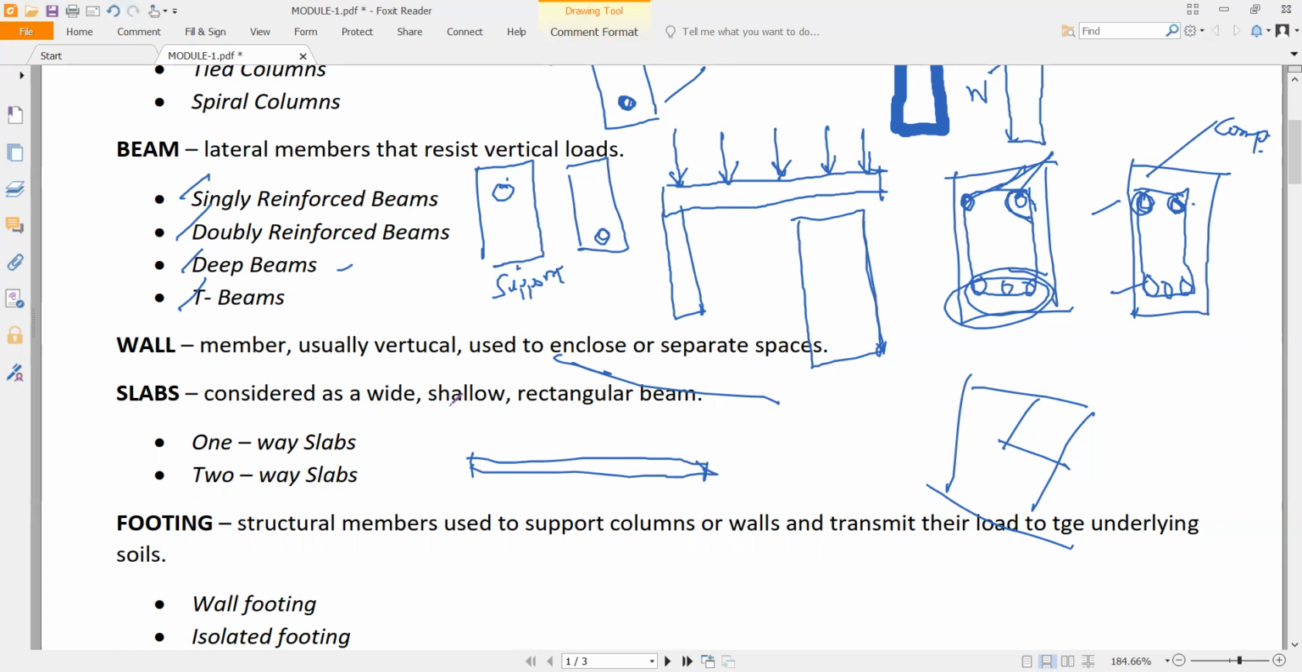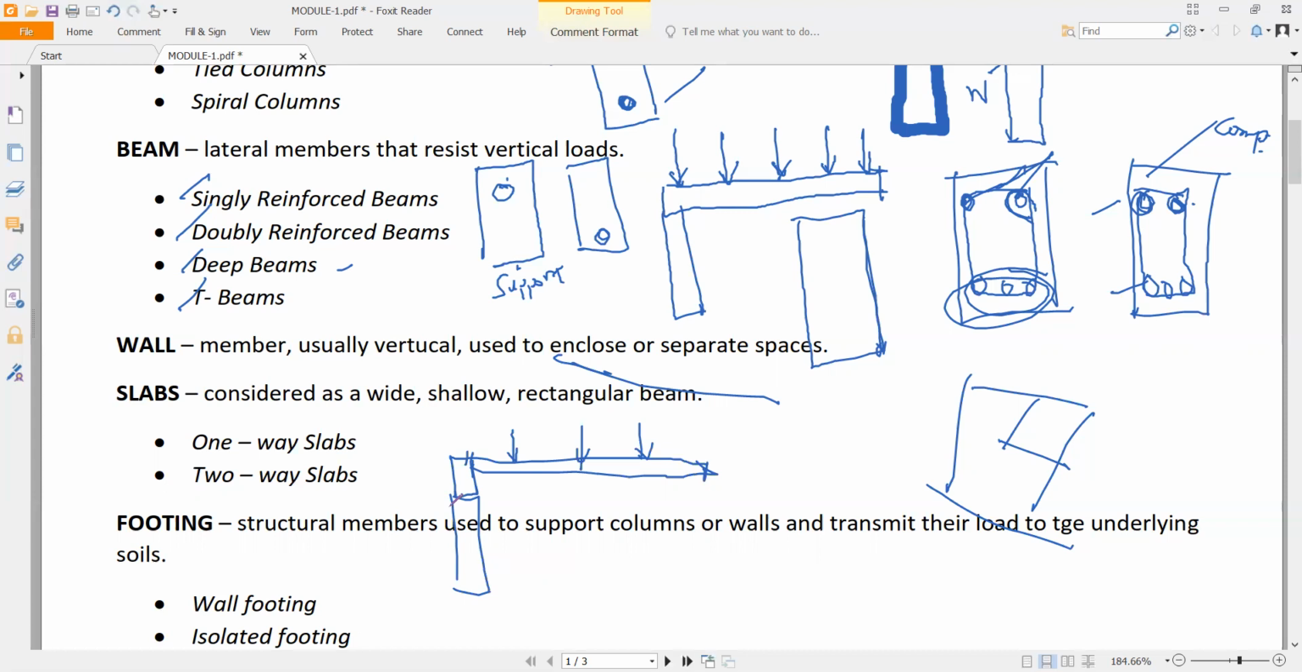slab po, ito yung mainly nagre-receive ng loads natin, kasi siyempre yung tao, yung live load, dead load natin, nire-receive natin sa slab. Tapos yung beam niya, nandito, nakasupport dito yung beam. Tapos kay beam, nakapatong si beam kay column. So yung slab talaga natin, yung main nagre-receive ng loadings natin. Tina-transfer na lang natin yan.